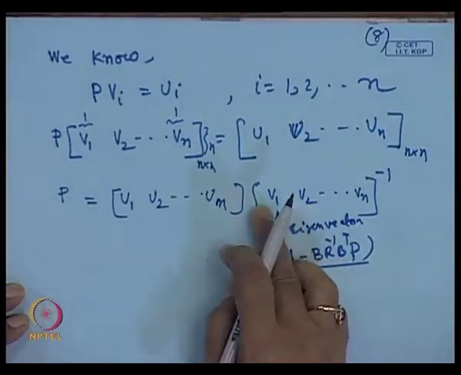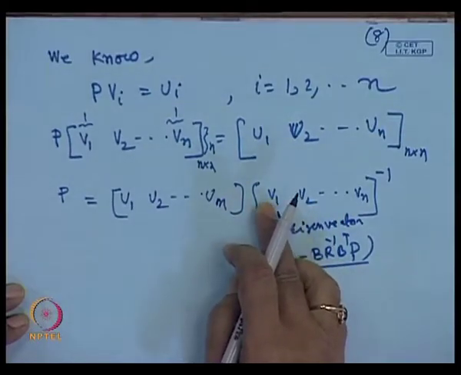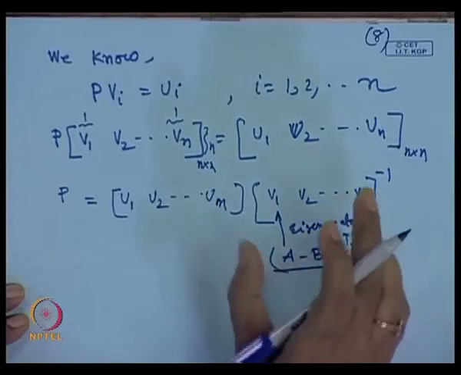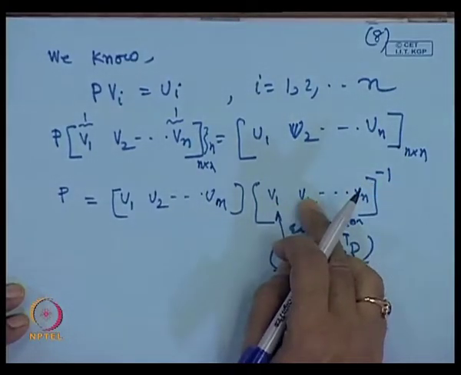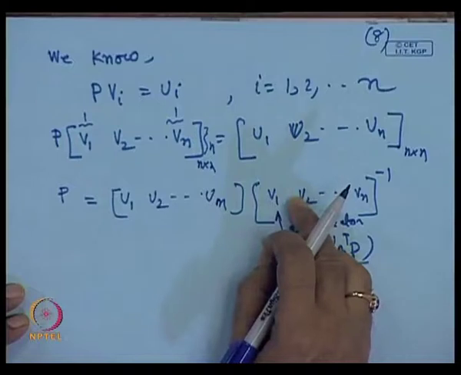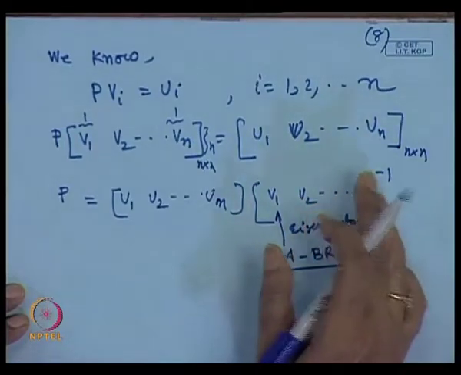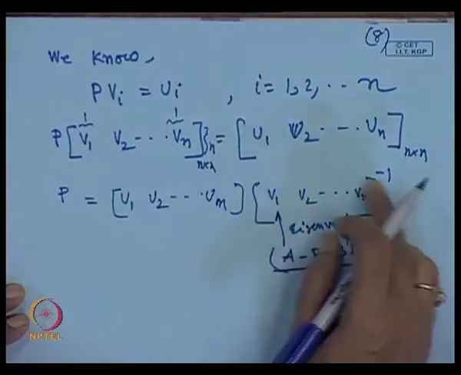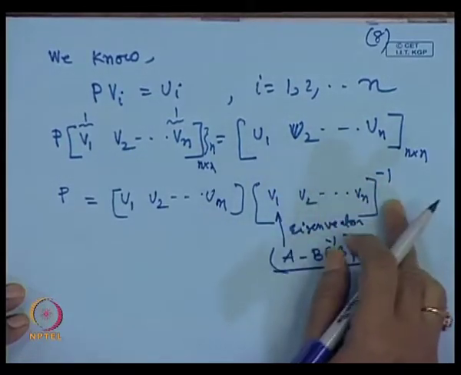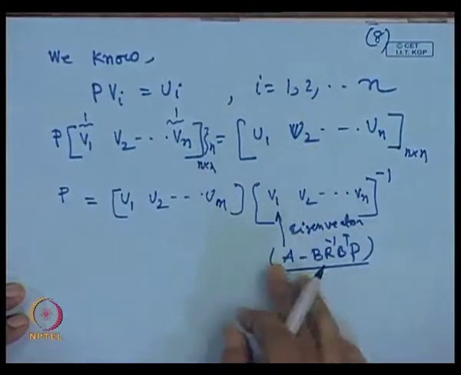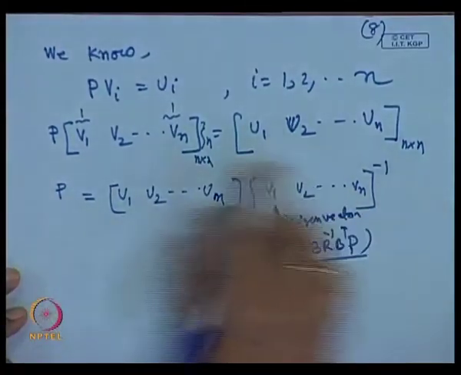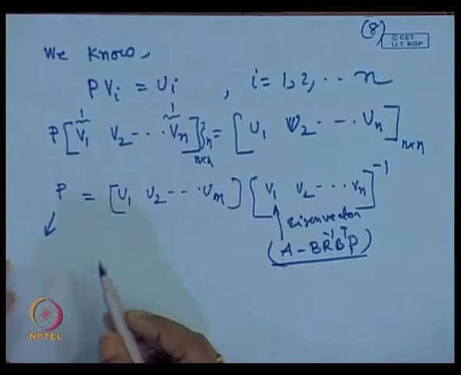It can be proved that V1, V2, V3, ..., Vn, the set of eigenvectors corresponding to the set of eigenvalues mu 1, mu 2, ..., mu n, the n eigenvalues, are linearly independent. So the inversion exists for this one, agree? This way one can get the solution of this one.